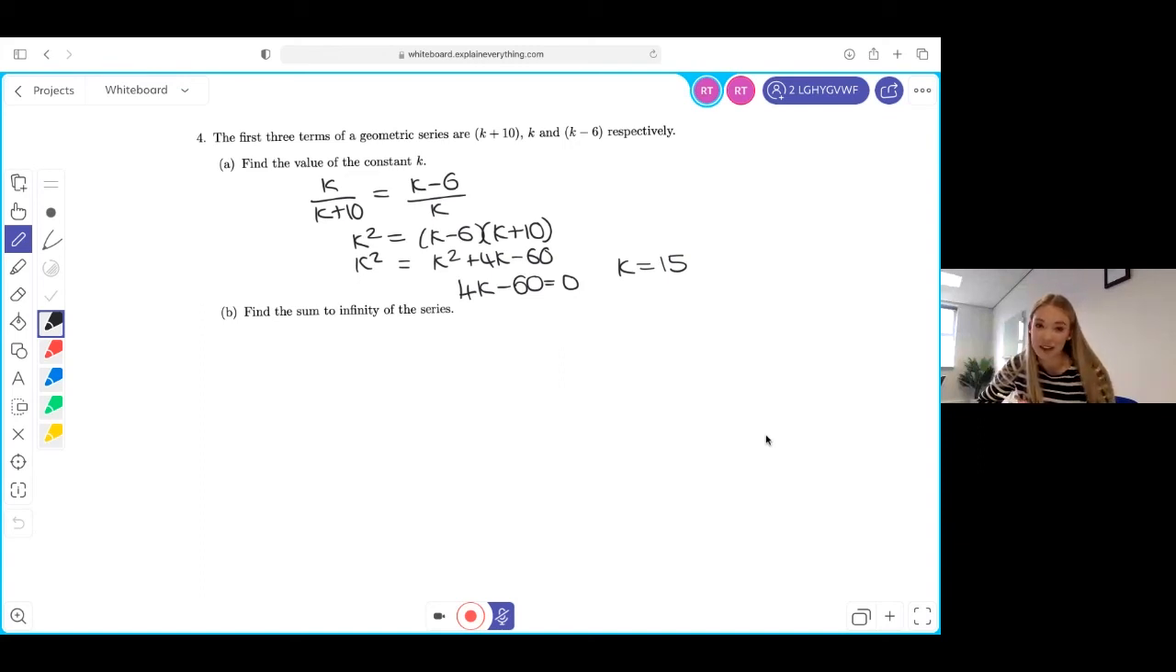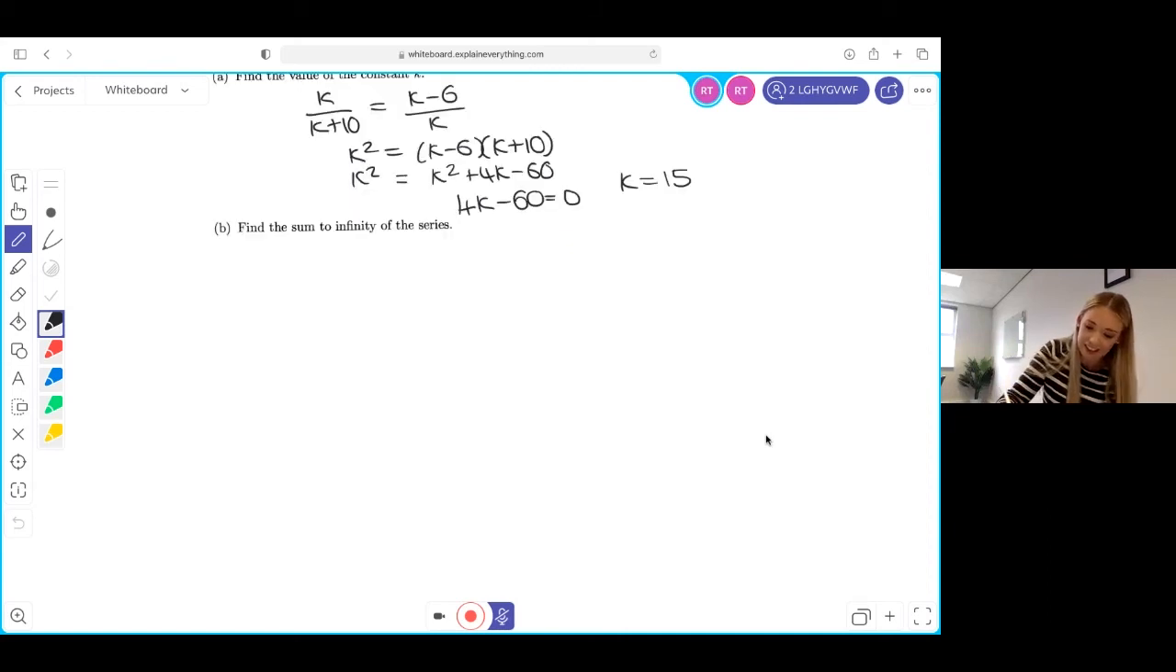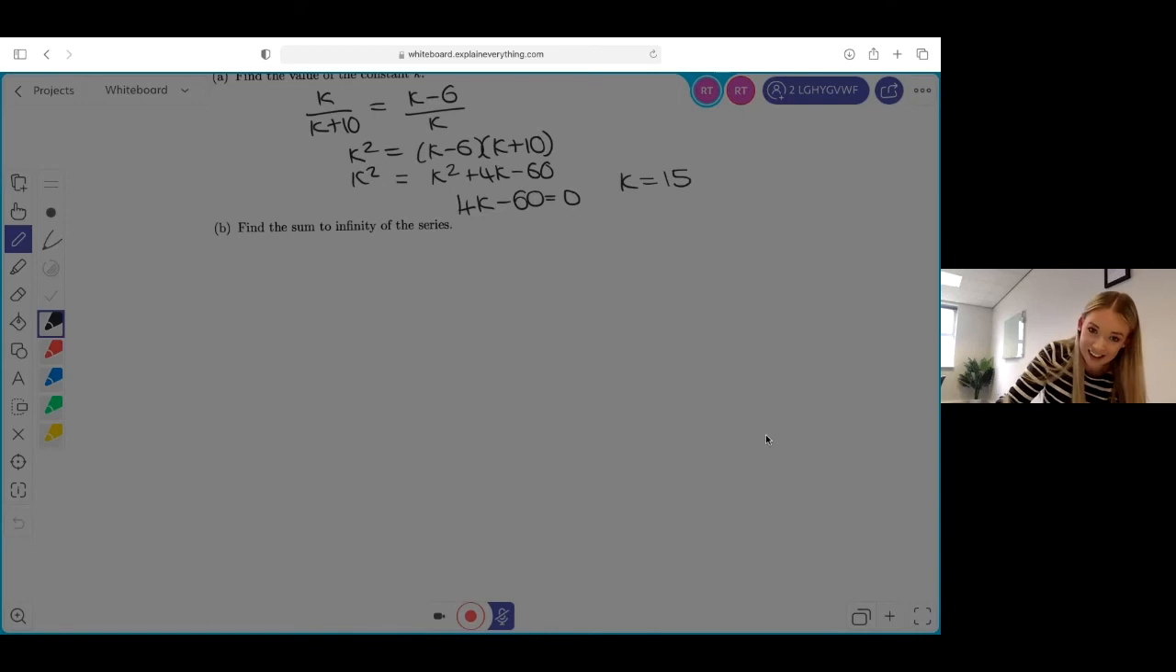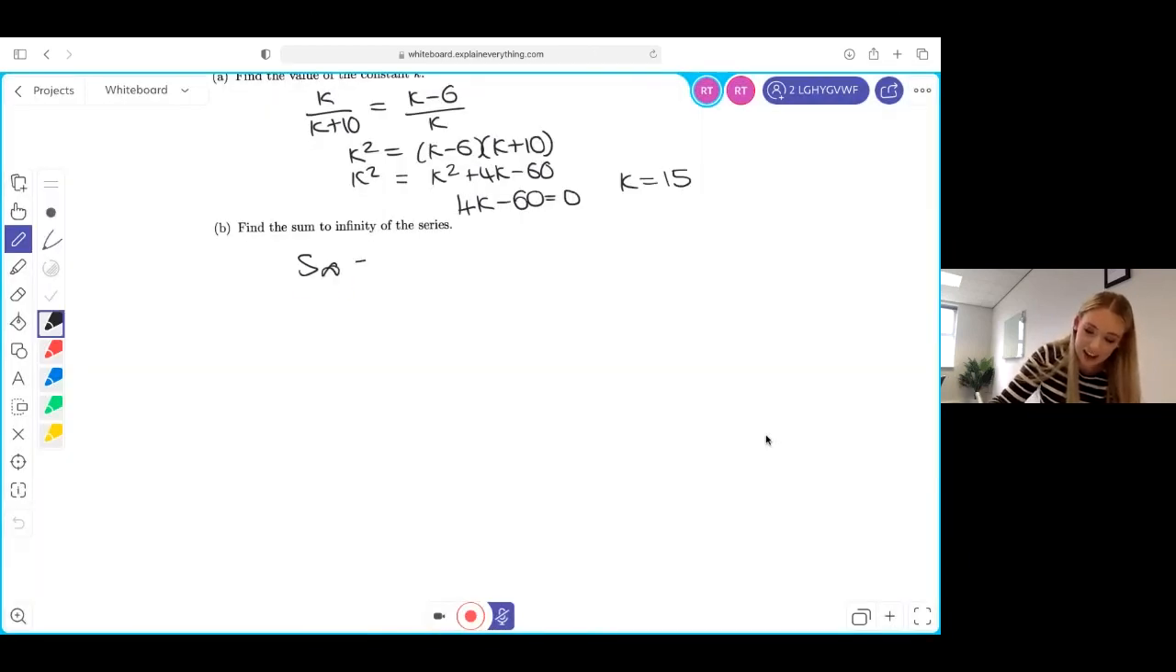The next one that we have for that is find the sum to infinity of the series. So if we have our sum to infinity formula, that was just a over 1 minus r, the nicer formula, because that r to the n would tend to 0. We just need to have a look at what our first term and common ratio is between them then.